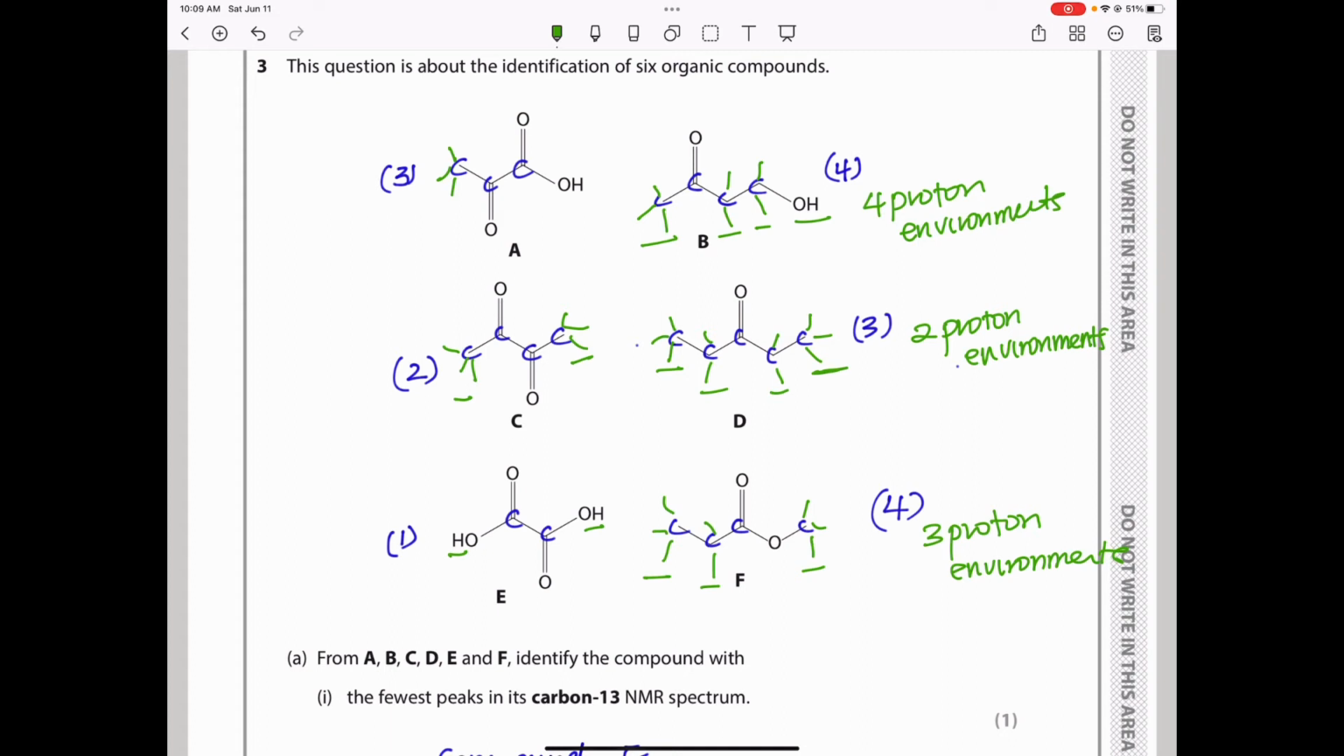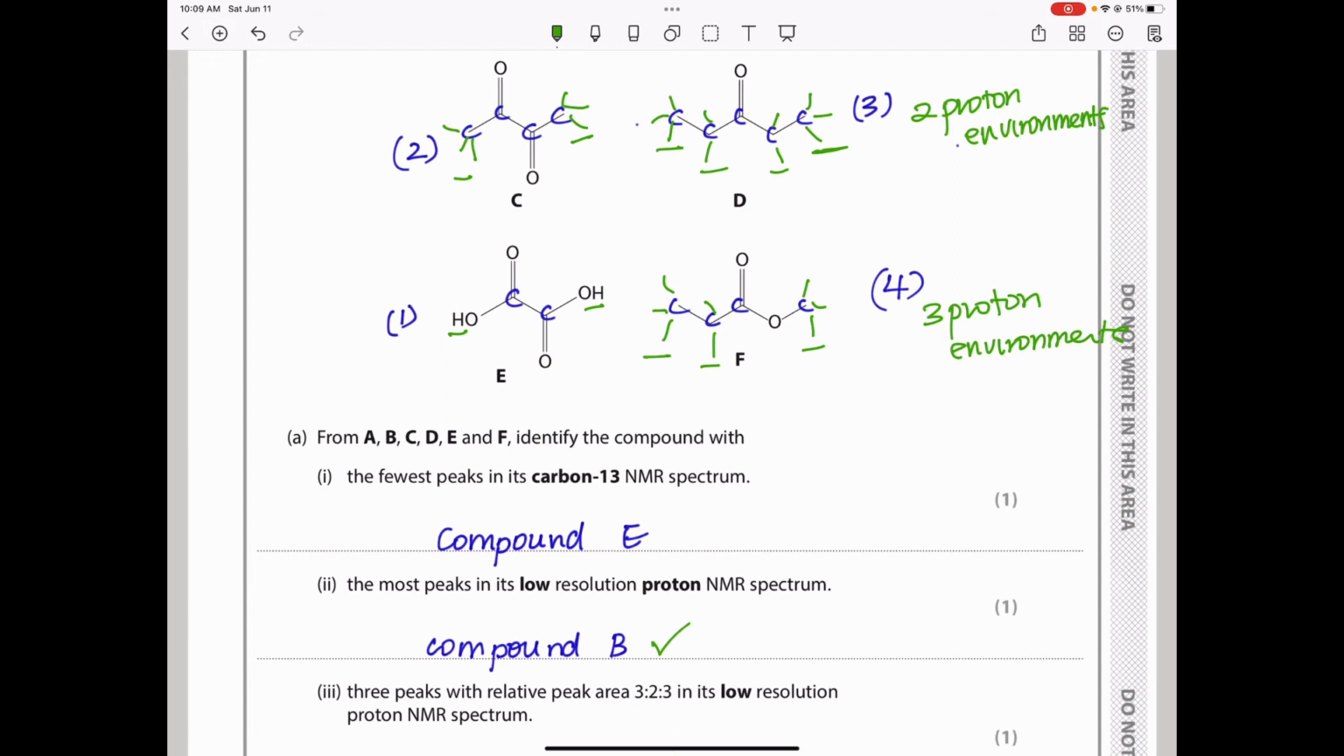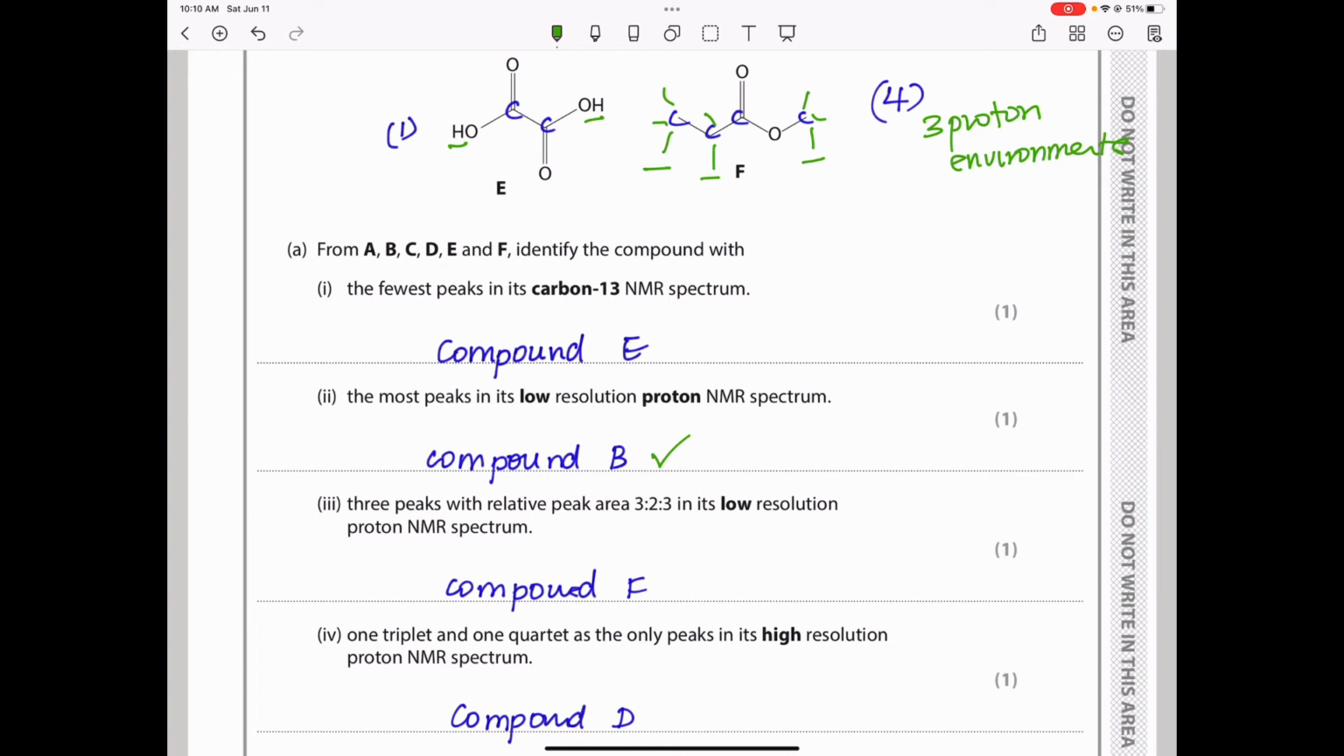And here we see we have that. We have that. Those are going to be 2 proton environments. So in case we see this one has the most proton environments, so compound B ends up being the one with the most peaks in the low resolution proton NMR.